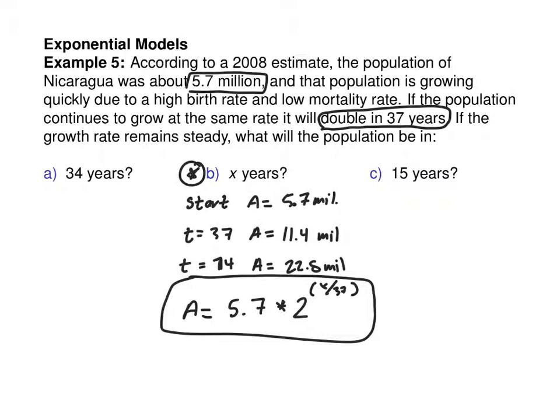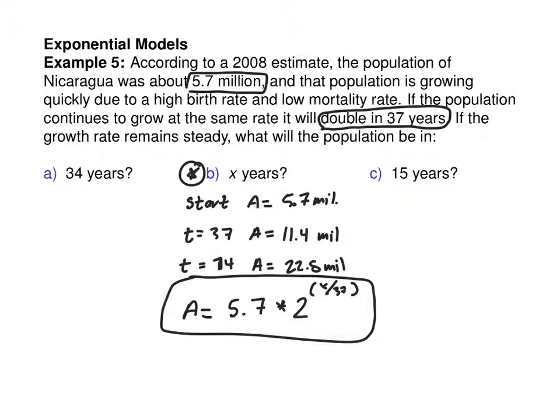So just tell me if you think that that matches up with the things that we have. When you plug in 0, you get 2 to the 0, which is 1, right? That gives your start being 5.7 million, right? When you plug in 37, you get 5.7 times 2, which makes that, right? Does that make sense? When you plug in 74, what is 74 divided by 37? 2, right? And you get 5.7 times 2 times 2, which makes us 11.4.